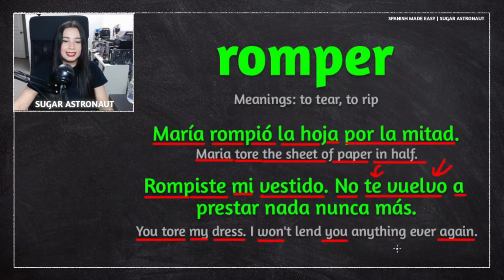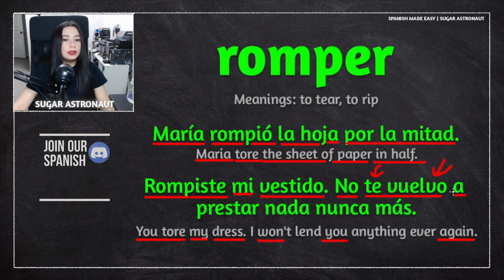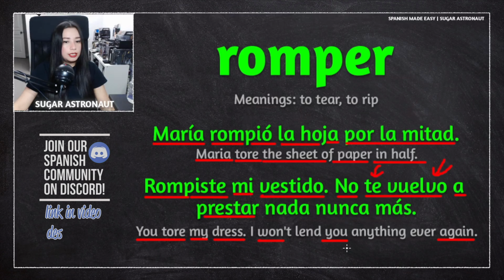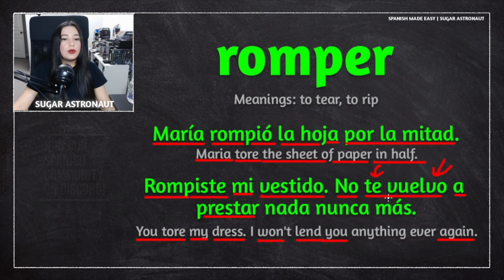We have again here, of course, but we also have nunca más. So nunca más means ever again. But keep in mind, volver a is a very common verb / phrase that means to do something over, or to do it again, okay? So no te vuelvo a prestar. In this situation, we're using the verb prestar, which means to lend, okay? So no te vuelvo a prestar technically means I won't lend you again something. In this situation, the dress, right? Nada means anything. Nunca más means ever again, okay?